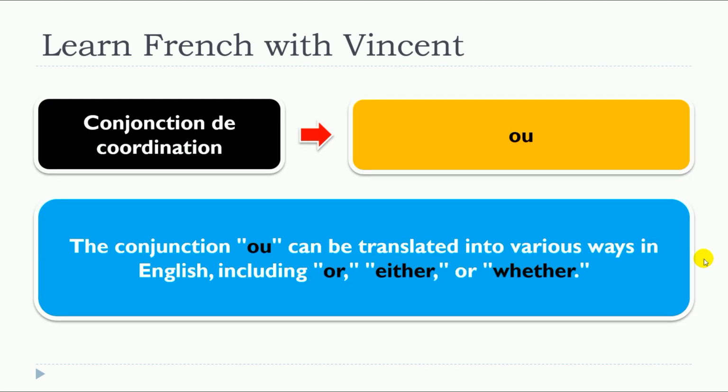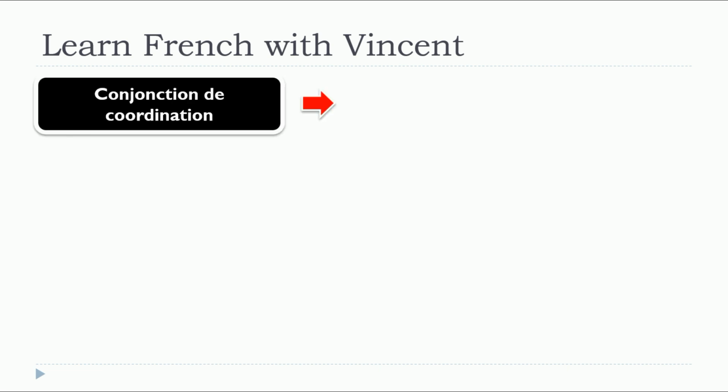Ou, first the meaning. The conjunction ou can be translated into various ways in English, including or, either, or whether. So let's see now.